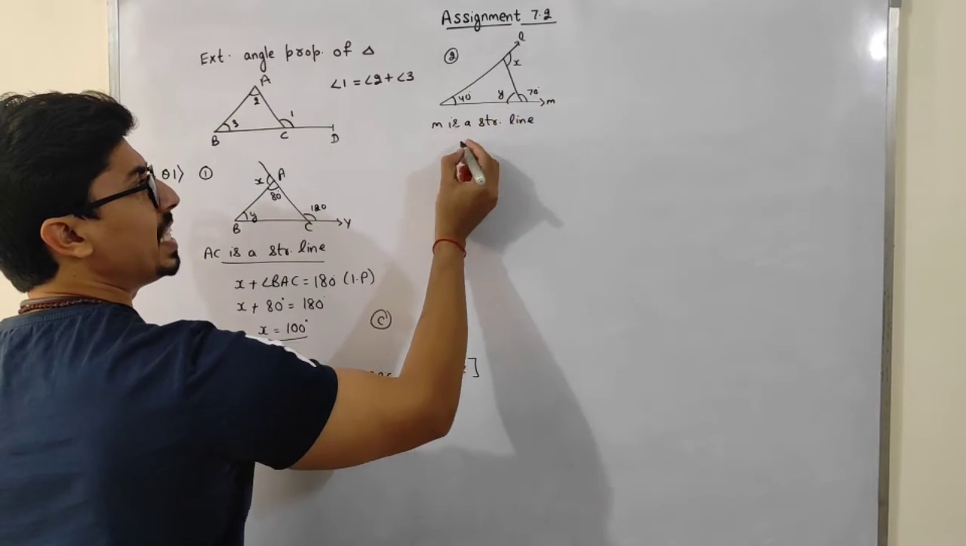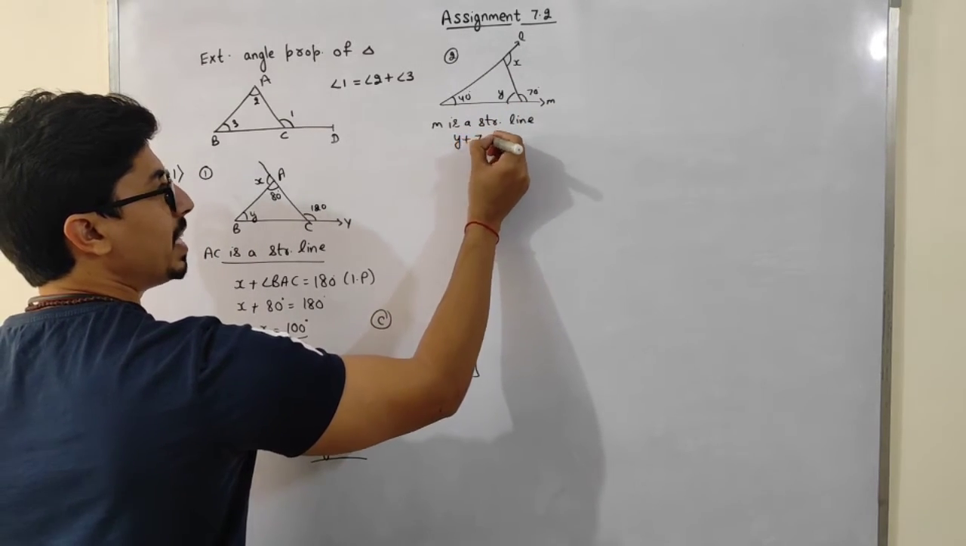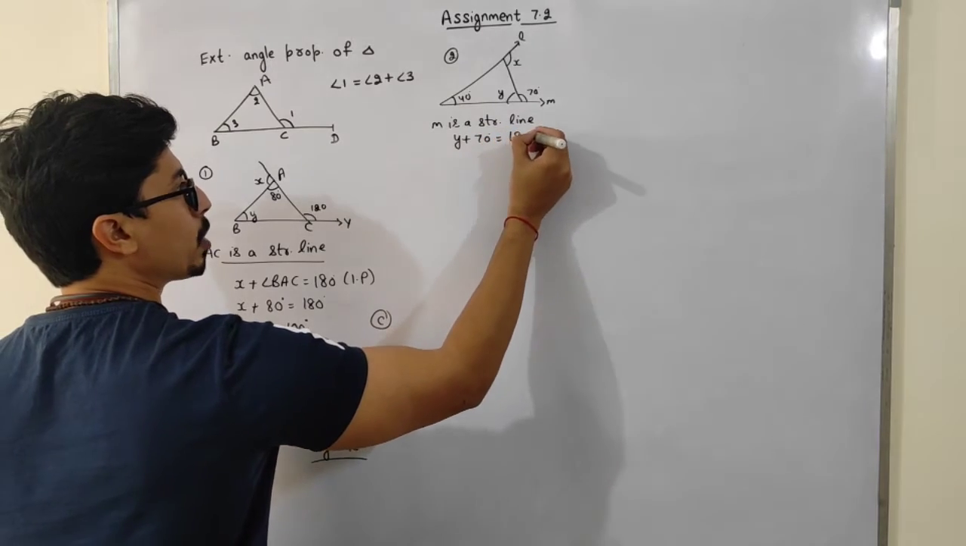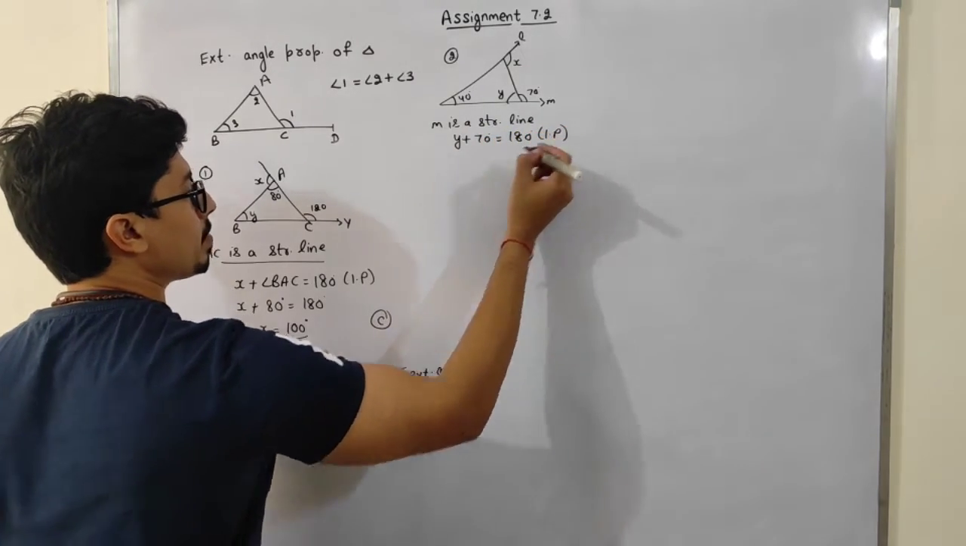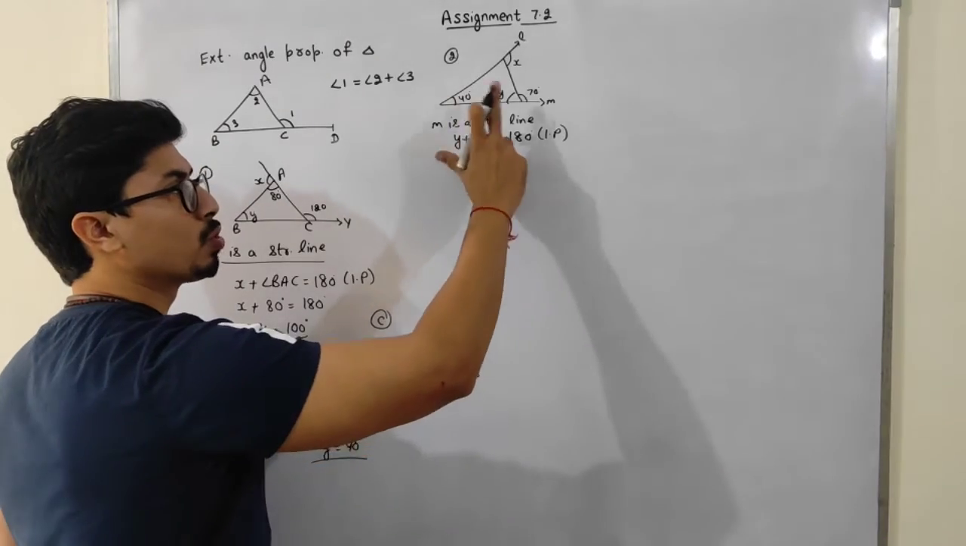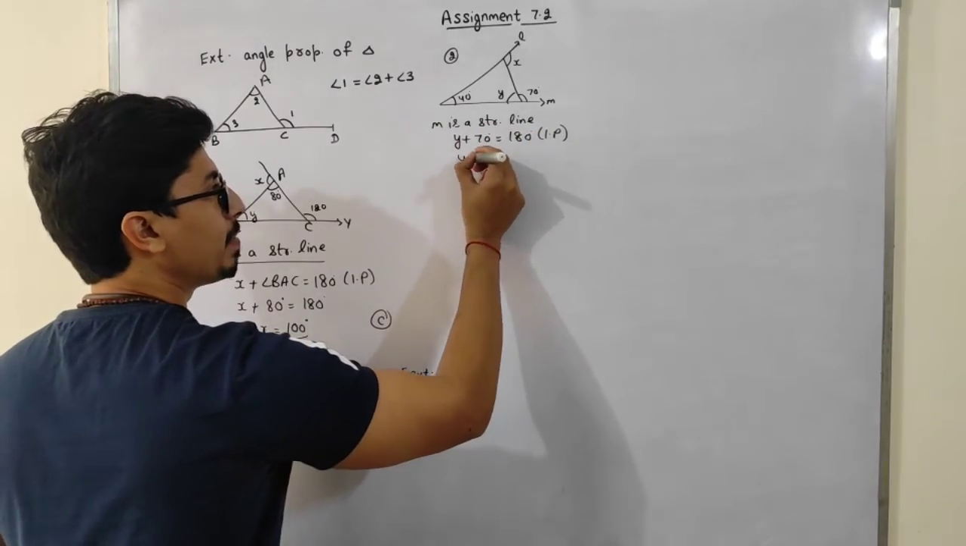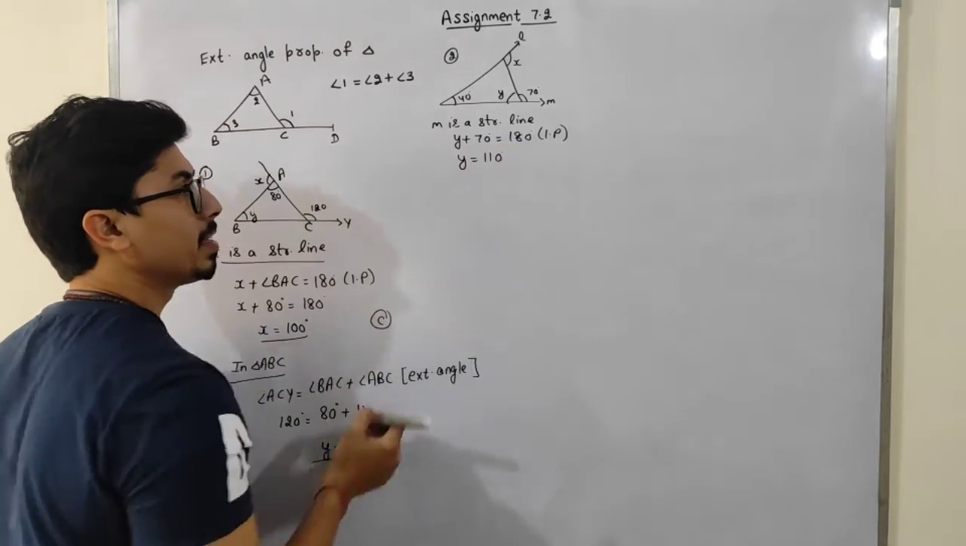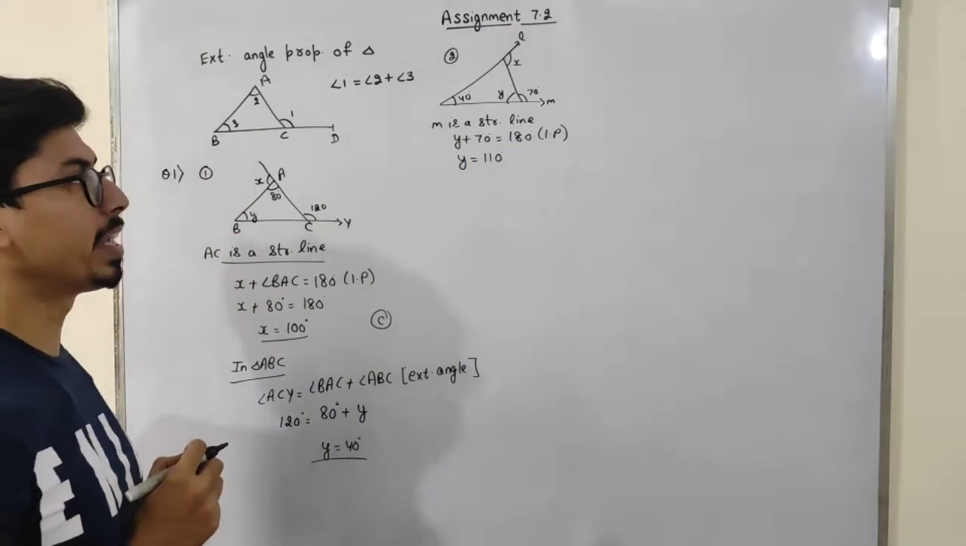Now y plus 70 degrees is equal to 180 degrees because of linear pair. Now 70 is positive here, when it goes to the right hand side, it will be negative. So this is 110. So the value of y is 110 now.